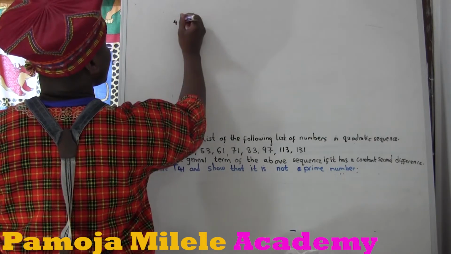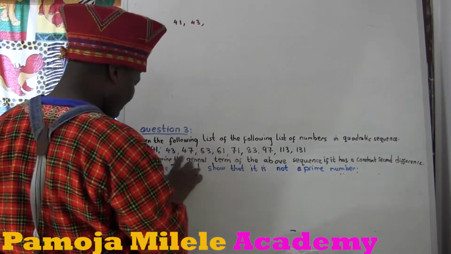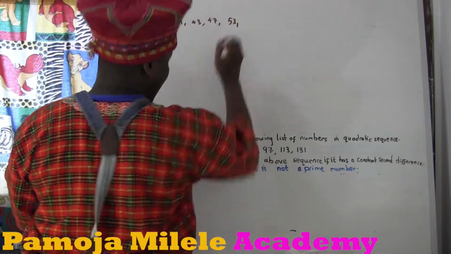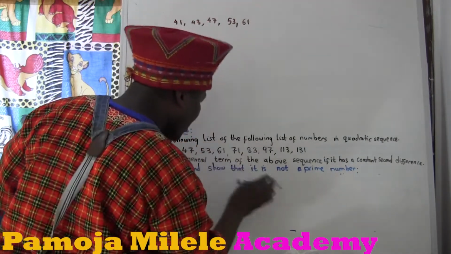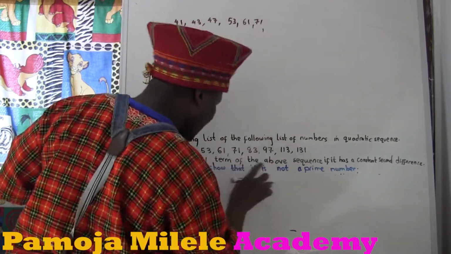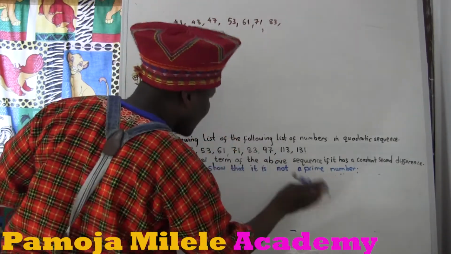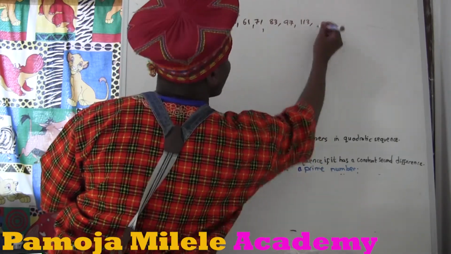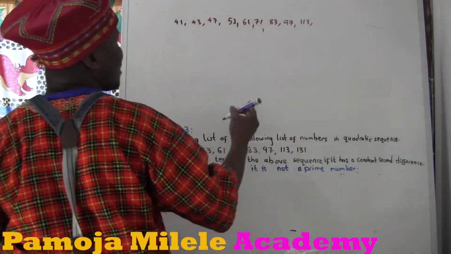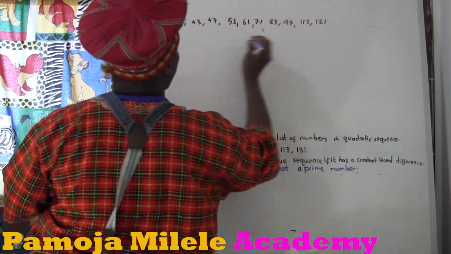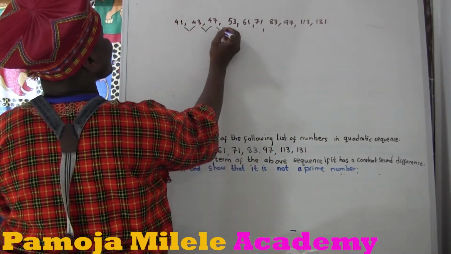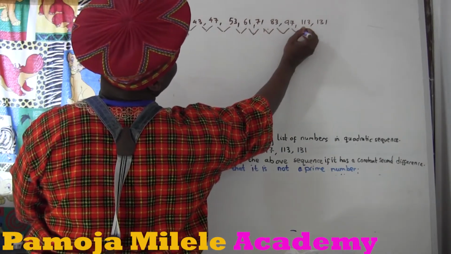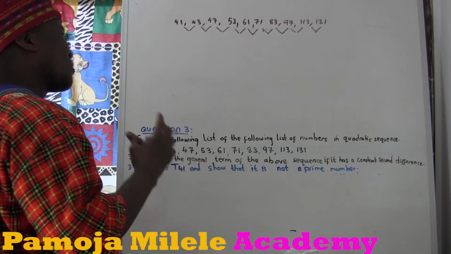So this is 41, 43, 47, 53, 61, 71, 83, 97, 113, and then 131. If I don't know, I would have to test it, but I know this cannot be geometric, because if I take the next divided by the previous, it cannot give me the same number. But there's a possibility it could be arithmetic.